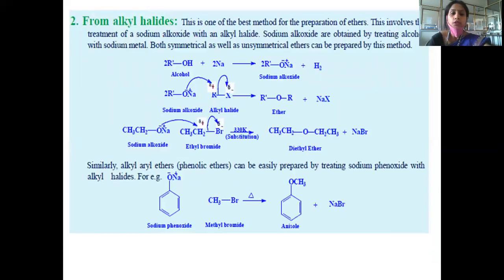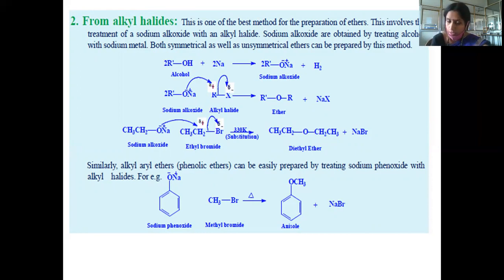Second method of preparation is from alkyl halide. So it is one of the best methods for preparation of ether. So it involves treatment of sodium alkoxide. So first we have to prepare sodium alkoxide. That means alcohol will react with sodium metal to give its respective salt, sodium alkoxide. This then reacts with alkyl halide and the byproducts are sodium halide and ether.